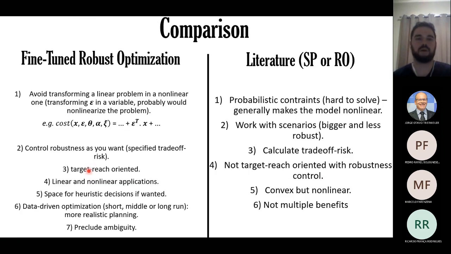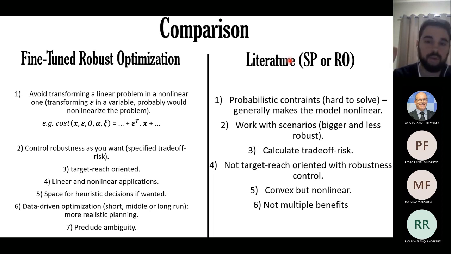So if we make a comparison between fine-tuned robust optimization and the literature, the most important and used methods in the literature for operations research, for example, are stochastic programming and robust optimization. Here, I will begin with the literature. The literature uses probabilistic constraints that are hard to solve, and it generally, naturally makes the model nonlinear.